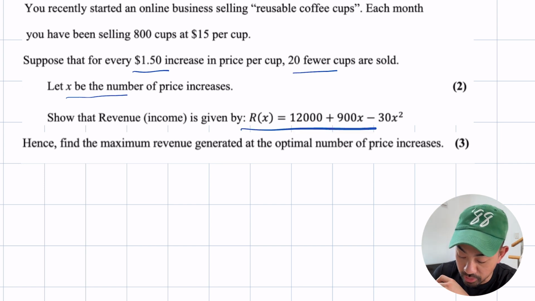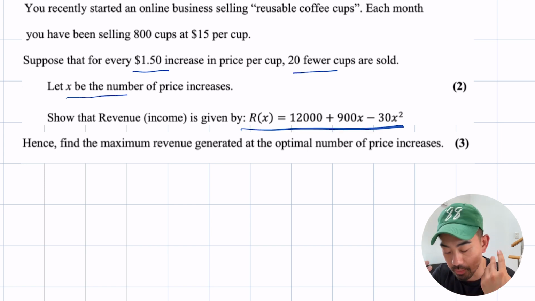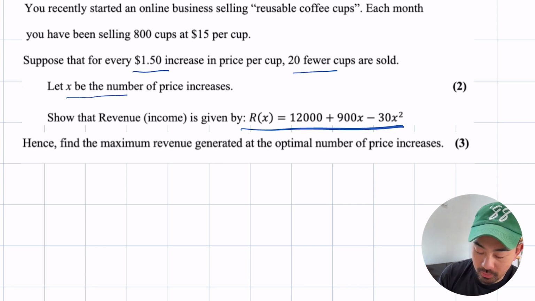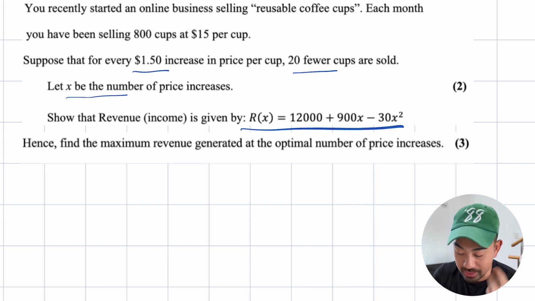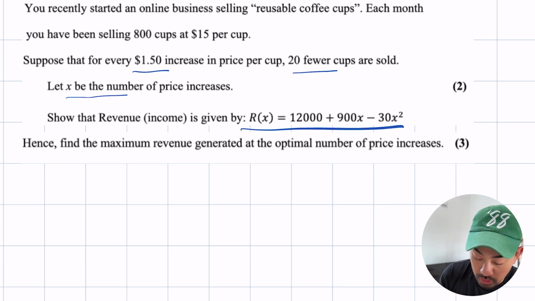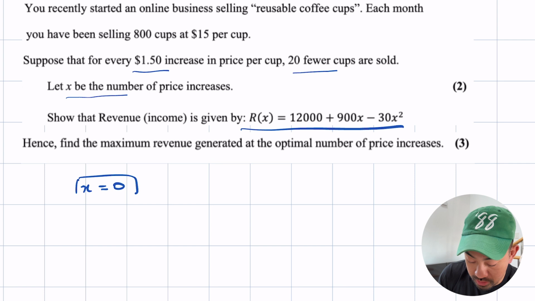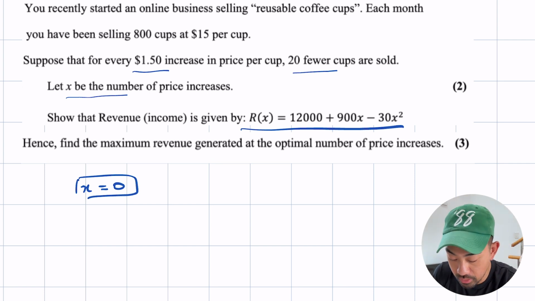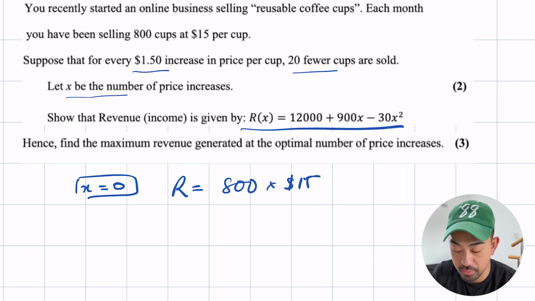Okay, so we need to show that the revenue is this, right? Revenue is just the money coming in. Whenever it's a bit hard to come up with the equation, I like to test out a few values. So let's say there are no price increases, because X represents the price increases. If there are no price increases, what's the revenue going to be? Well, it's going to be 800 cups times $15, because that's the cost per cup.